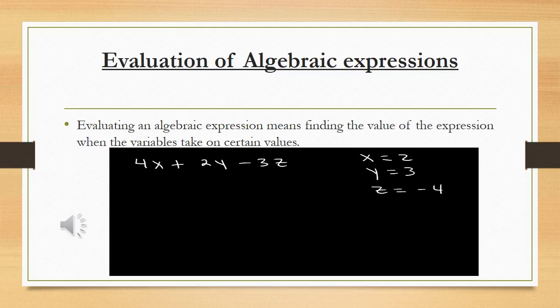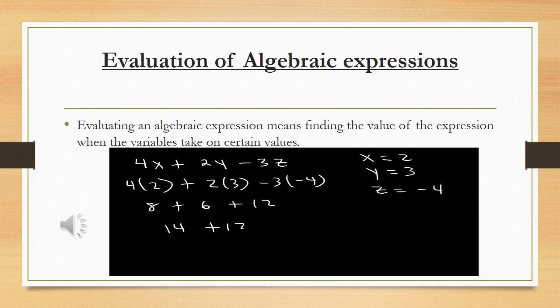So what we need to do is substitute. We need to replace x with its value. X is equal to 2. So let's replace it with 2. And then let's replace y with 3. And then we're going to substitute z with negative 4. 4 times 2 is 8. 2 times 3 is 6. Negative 3 times negative 4 is positive 12. 8 plus 6 is 14. 14 plus 12 is 26. And that's how you can evaluate an algebraic expression.